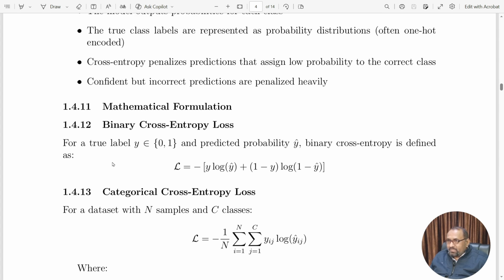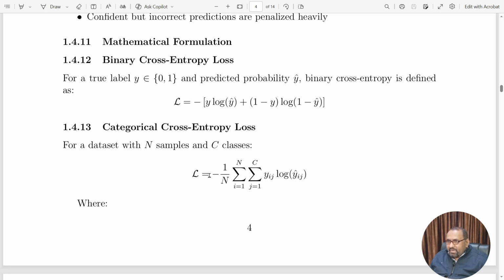As you can see here, the true label y is either 0 or 1, so we have to assign the labels either 0 or 1. And with predicted probability y cap, binary cross entropy is defined as L is equal to minus y log y cap plus 1 minus y log 1 minus y cap. This is the binary cross entropy loss function.